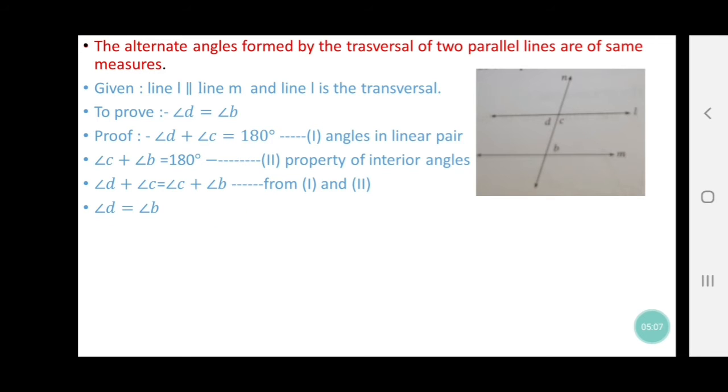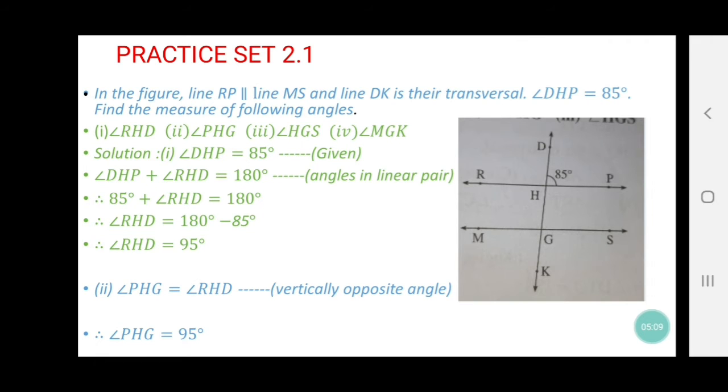Now we move on to the exercise. Very first problem of practice set 2.1 is: in the figure, line RP is parallel to line MS, and this DK is the transversal. Now angle DHP is given to us as 85 degrees, and we have to find out the measure of angle RHD, angle PHG, angle HGS, and angle MGH.